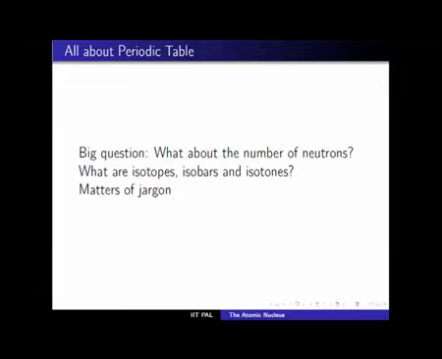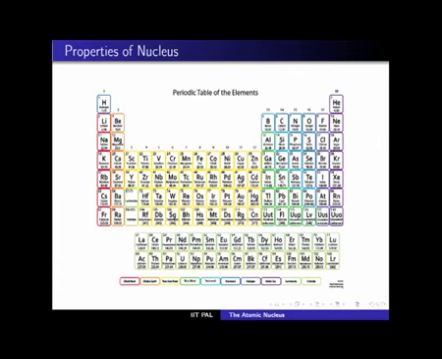But in what sense are they different if they have the same chemical property? In a similar manner, what are isobars and what are isotones? These are matters of jargon, empirical jargon when it comes to chemistry, but starting with physics, now we should be able to get a precise understanding of that, and let us see how it looks.